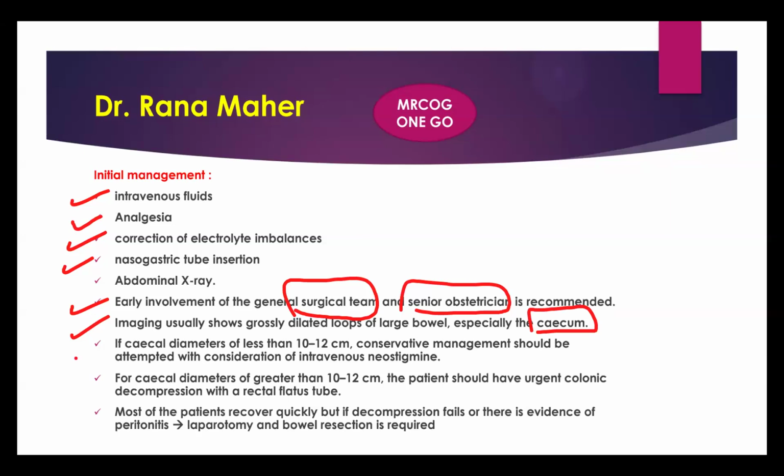If cecal diameter is less than 10 to 12 centimeters, conservative management will be of choice, and usually it will be successful. And we might need to consider neostigmine. For the cecal diameter greater than 10 to 12, the patient usually should have urgent colonic decompression. It's now dangerous. Necrosis can happen. So we need to do decompression.